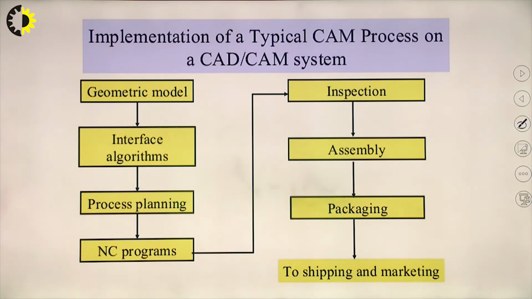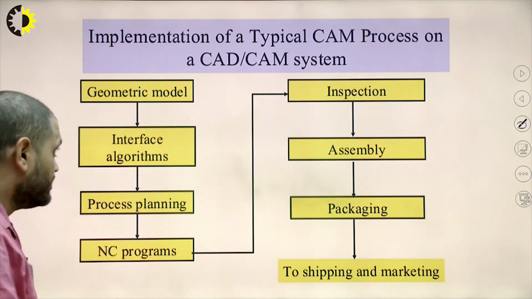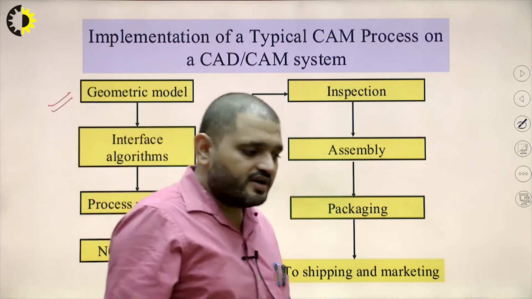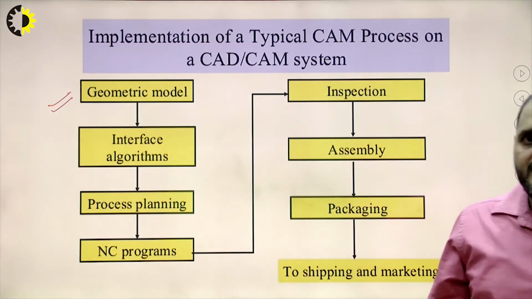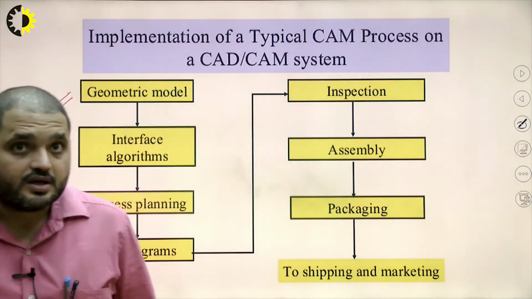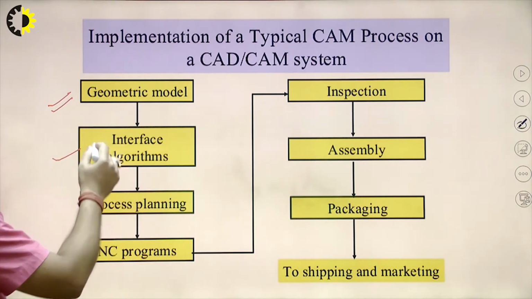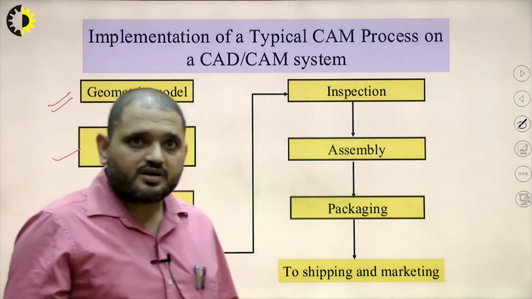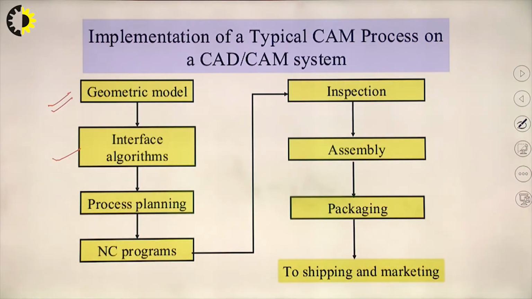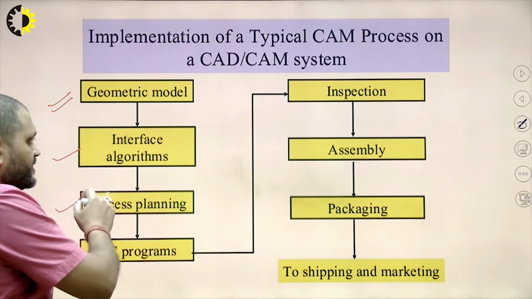Now, implementation of a typical CAM process on a CAD/CAM system. Basically we need a geometric model. The input of this system is the geometric model, which we have already modeled in CAD using a CAD software and technique, as discussed in the last lecture. After getting the geometric model, the system generates the interface algorithms for this model, and then process planning is done: how the product or a part of the product will be manufactured and assembled later.